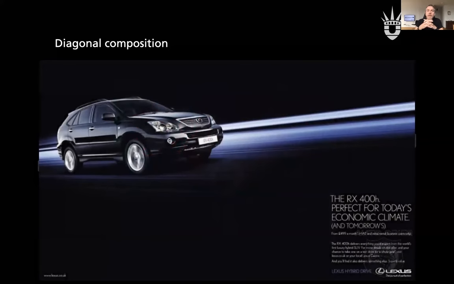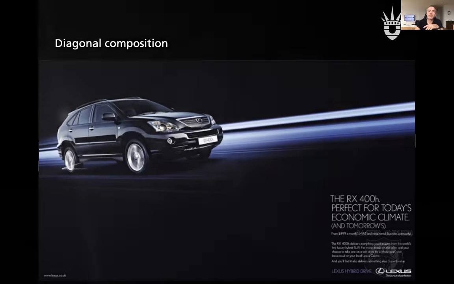The diagonal composition is very, very strong. And it's the most used composition in classical marketing. You see here this car classically drives from the left to the right, into the future, and it goes up. That means it's very dynamic.